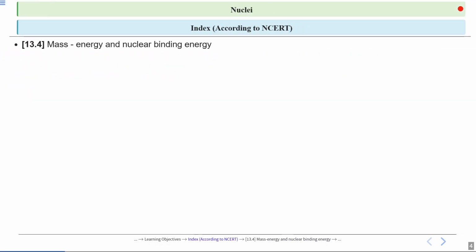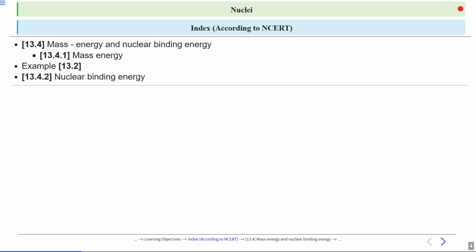The topics that we are going to cover in this lecture are Section 13.4 of NCERT, mass energy and nuclear binding energy. We will discuss subsection 13.4.1, mass energy. Then we will solve example 13.2. At the end, we will discuss section 13.4.2, nuclear binding energy.